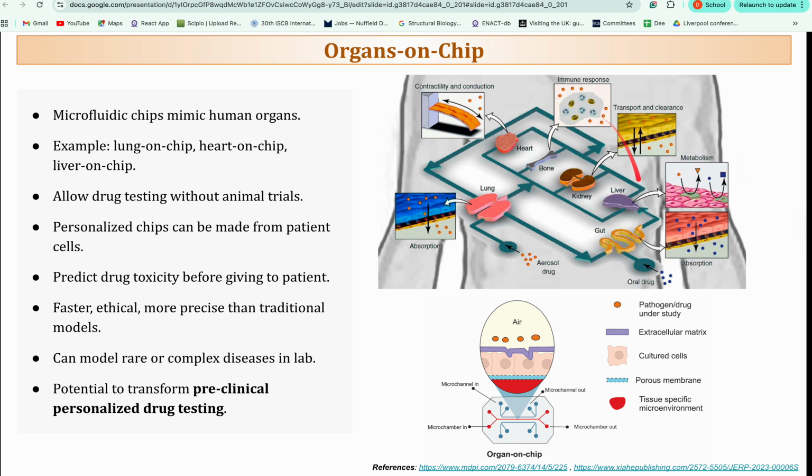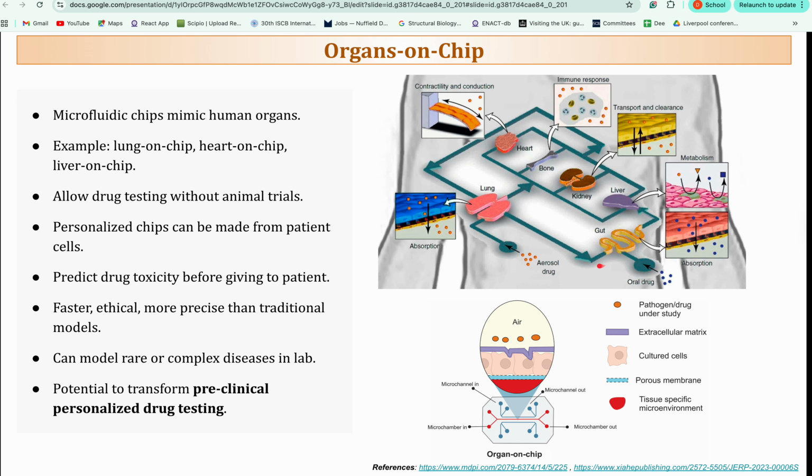So the cells can be obtained from the patient, and then we can see how the drug response is observed on these cells. So that is how we can simulate the personalized drug reactivity in that particular patient. So it predicts the drug toxicity before giving it to the patient, and it is faster, it is ethical, it is more precise than the traditional models, and it can also model the rare and complex disease in the lab. It has potential to transform the preclinical personalized drug testing.